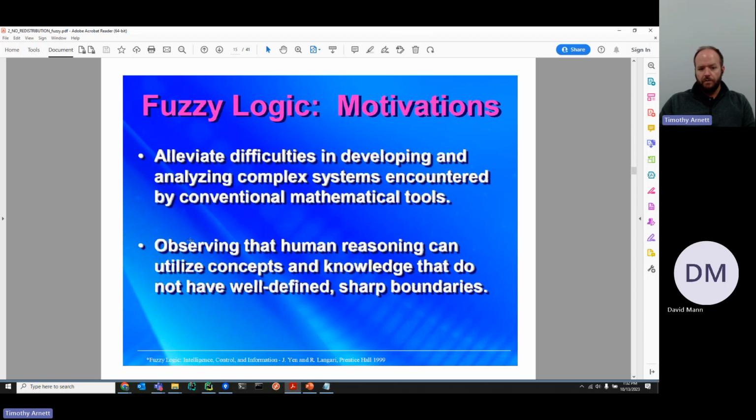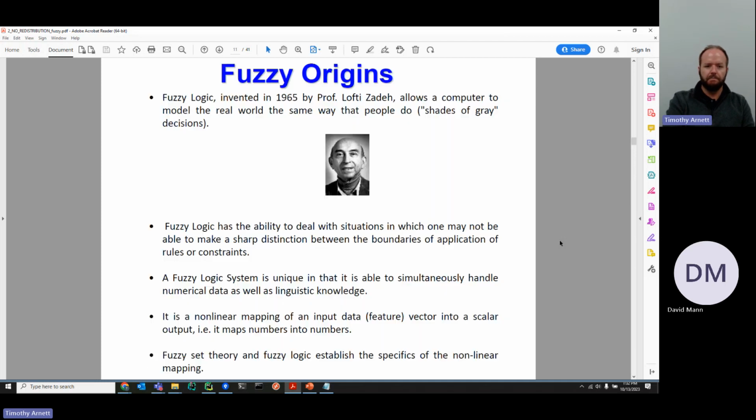And we also know that observing human reasoning, we can utilize concepts and knowledge that do not have well-defined and sharp boundaries. So we know that's possible. And so one of the motivations for developing fuzzy and fuzzy systems was to be able to reason in similar ways that humans do and account for that uncertainty.